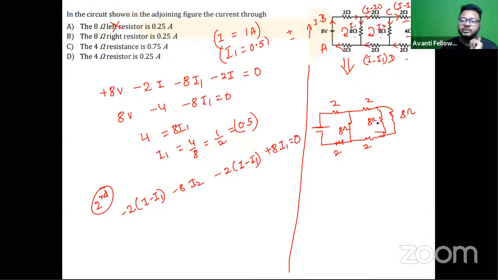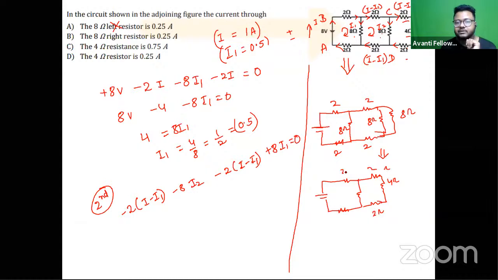Now 8 ohm is parallel with 8 ohm. So how much will you get? Again, you will get the same thing. You'll get 2 ohm, this as 4 ohm, and this as 2 ohm, right? 2 ohm, 4 ohm, 2 ohm. Now this is again in series. So 2 ohm plus 4 ohm plus 2 ohm, which is 8 ohm.